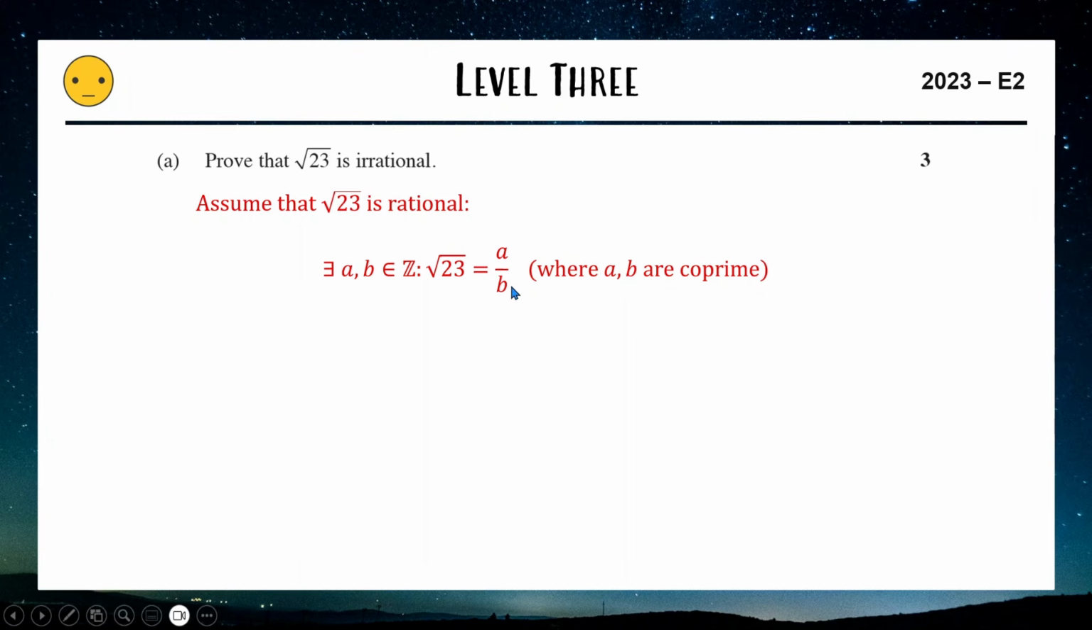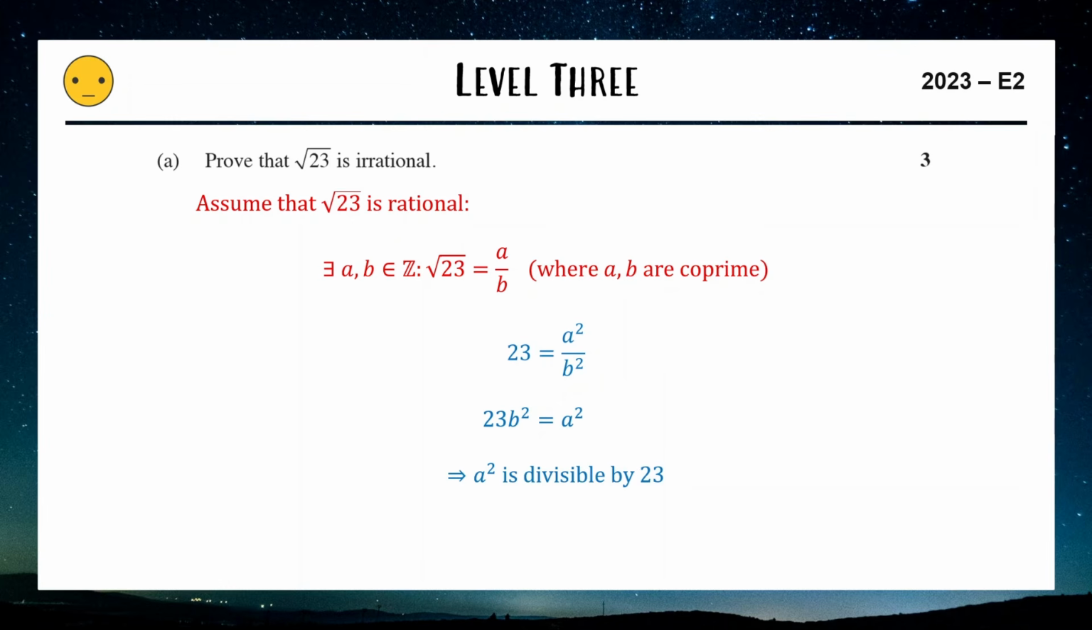Now the goal of the question is to show that this equation does not make any sense, and there's a very clever way of showing that. What we're going to do is start off by squaring both sides of this equation. So the left-hand side is now going to become 23, and the right-hand side will be a squared over b squared. Multiplying b squared across the left, we get a squared is equal to 23b squared. What this is now telling us is that a squared is expressed as a product of 23 and something else. So this tells me that 23 is a factor of a squared, which means that a squared is divisible by 23.